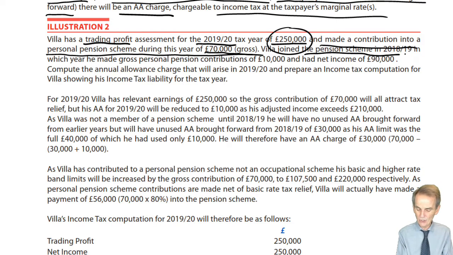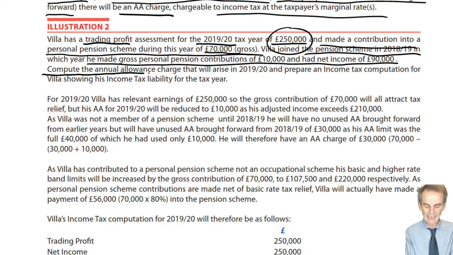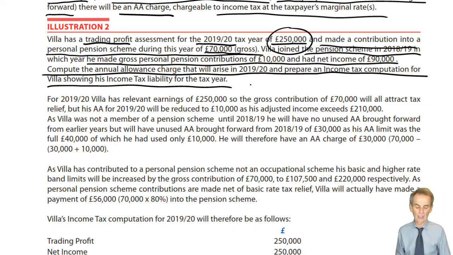Villa joined the pension scheme in 1819, in which year he made gross personal pension contributions of 10,000 and had net income of 90,000. Only joined the pension scheme in 1819, so there's no unused annual allowance brought forward from any prior year. You have to be in a pension scheme to benefit from unused allowance being carried forward from that year. What have we got to do? Compute the annual allowance charge, there will be one, that will arise in 1920, and prepare an income tax computation for Villa, showing his income tax liability for that tax year.